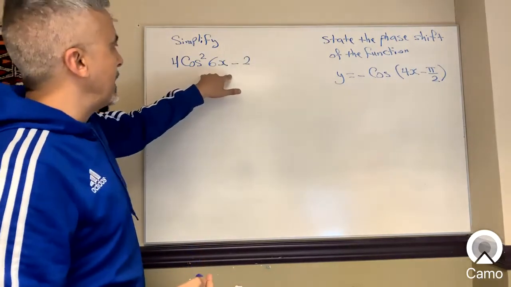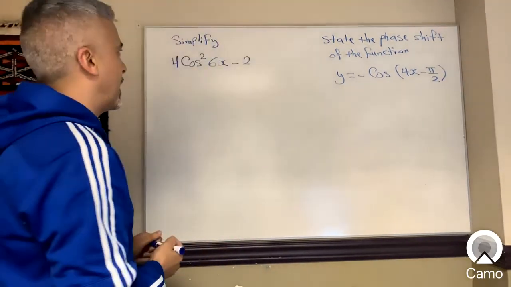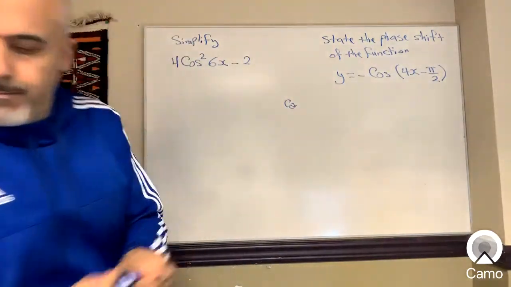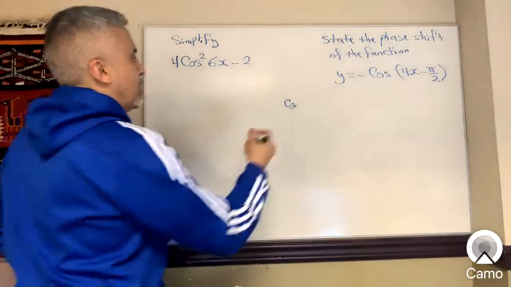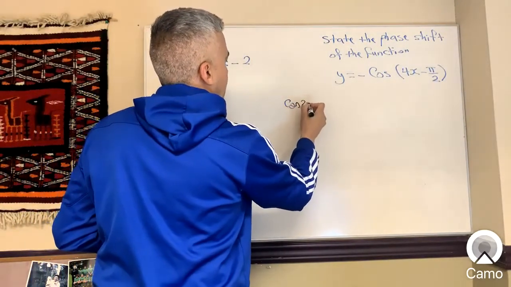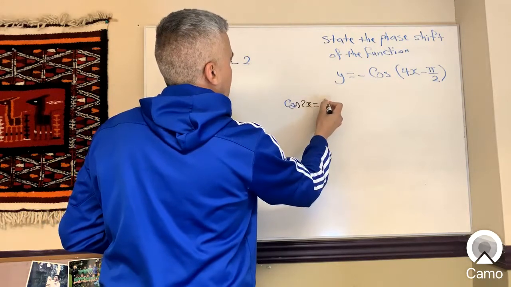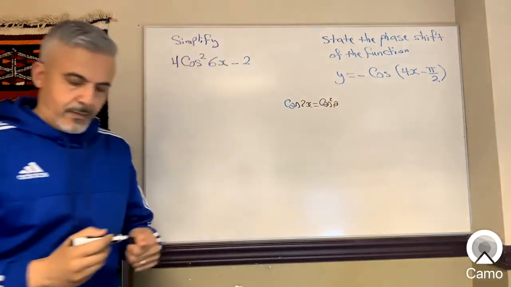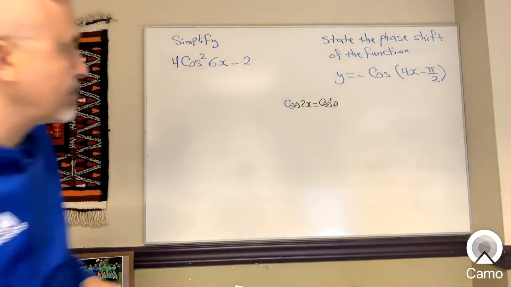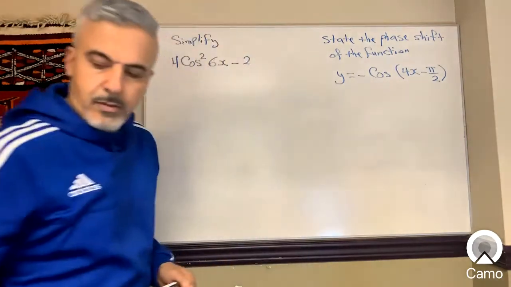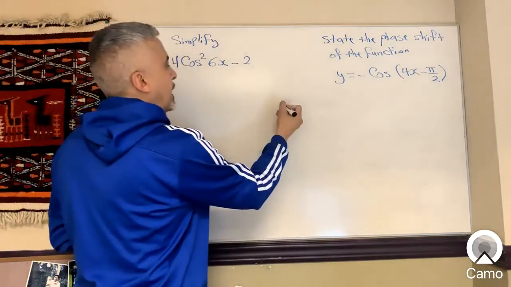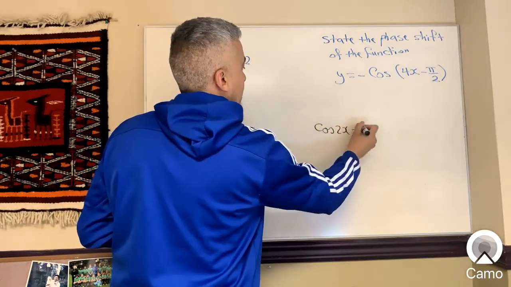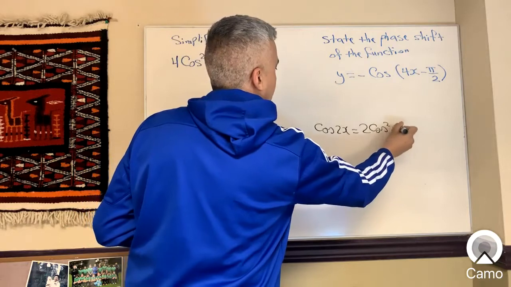When you see something like this and you want to simplify it, you should be thinking about your double angle identity for cos. I'm just going to use black pen for the answer. So we're just going to use the double angle identity. Cos 2x equals 2 cos squared theta minus 1.